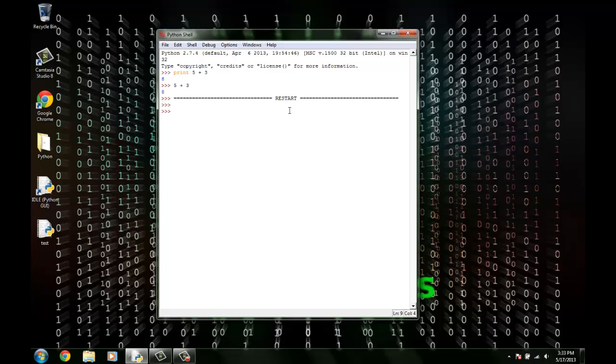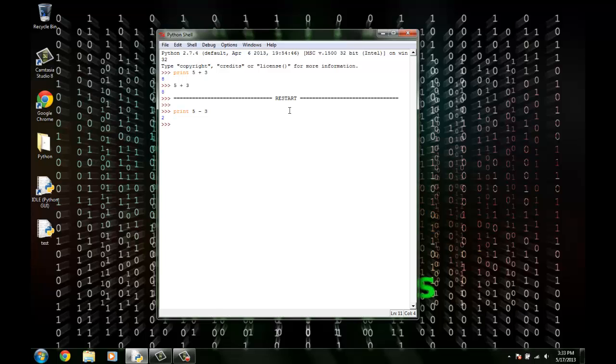Now I'm going to show you subtraction. Same thing, let's write print, and let's say 5 minus 3. 5 minus 3 is 2. That's subtraction, pretty straightforward, the same way.